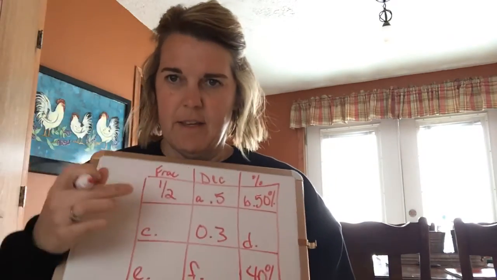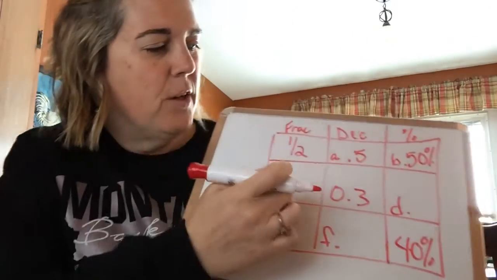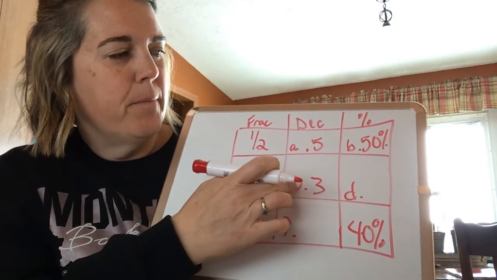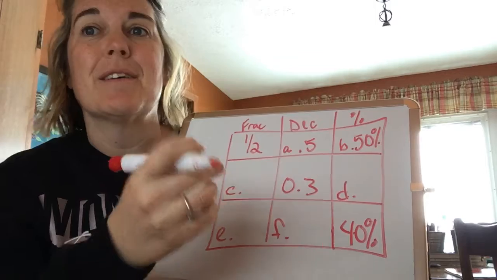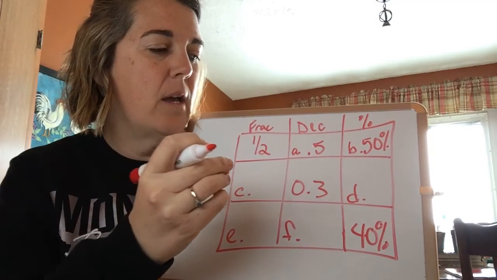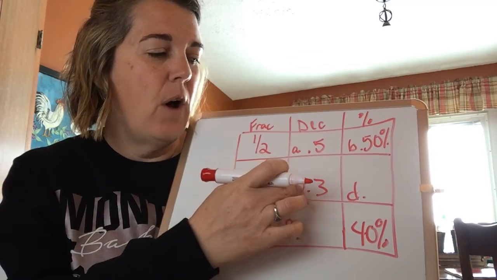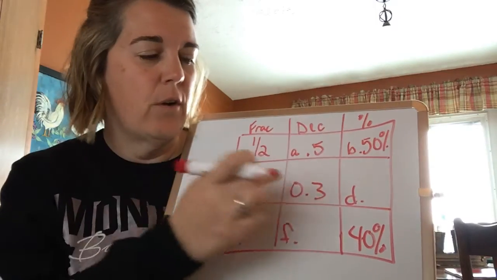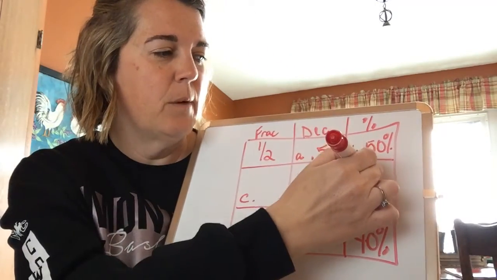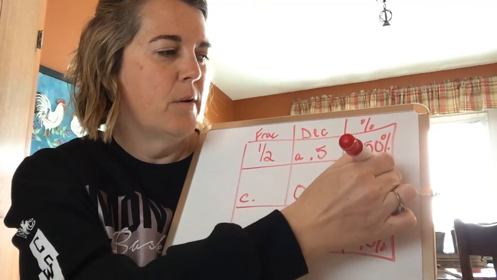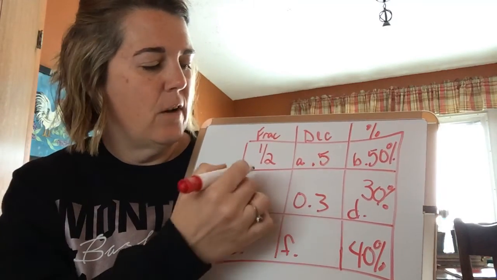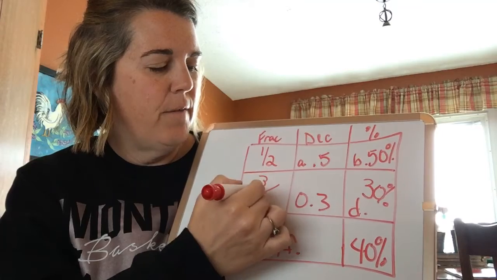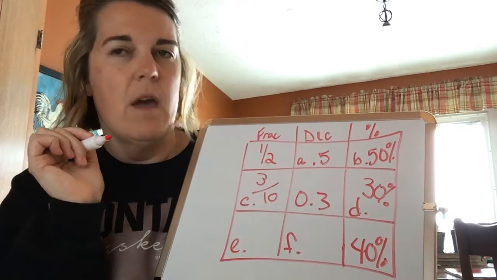So now we look at the next line and we need to find C and D, and we know that I can go easily from a decimal to a percent without doing anything except for moving my decimal. Okay, so I'm gonna go twice over, so I go 1, 2, and that gives me 30%. Okay, now this is 3/10, so here's my fraction. Okay, 3/10.